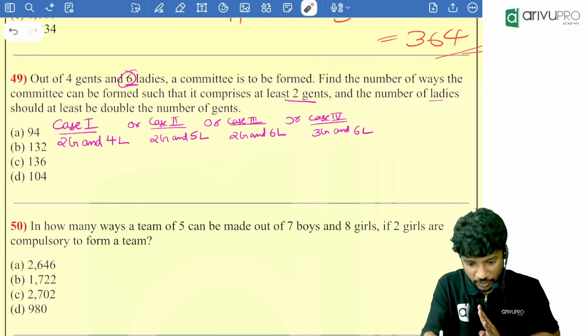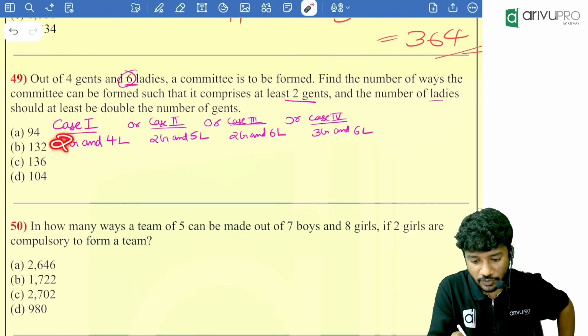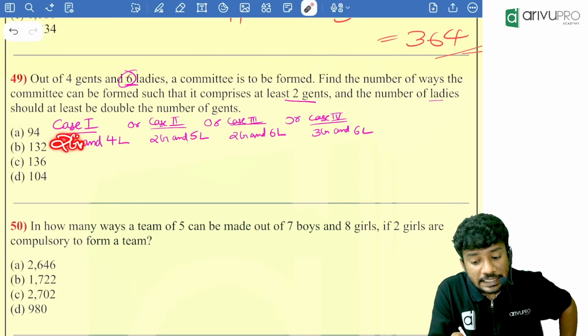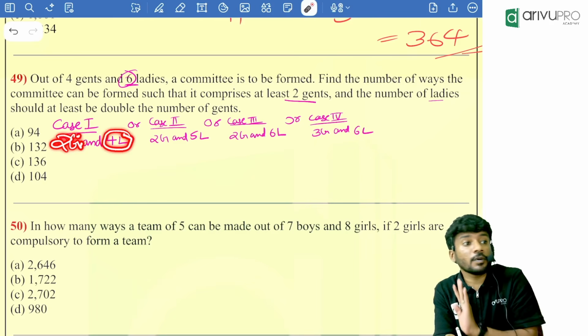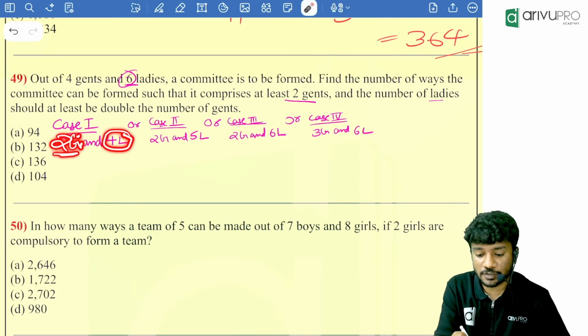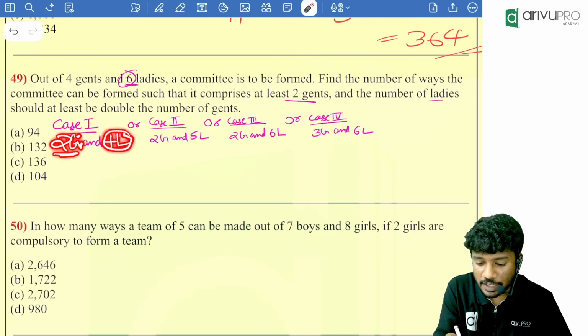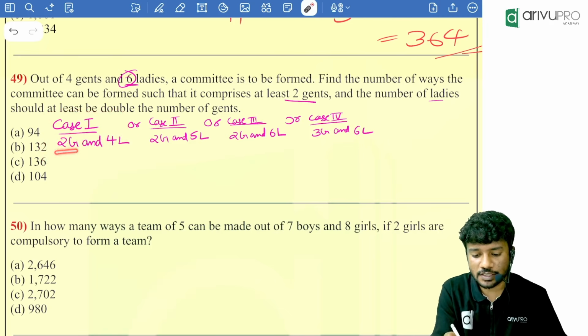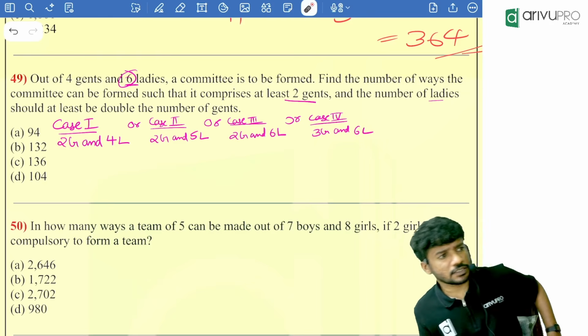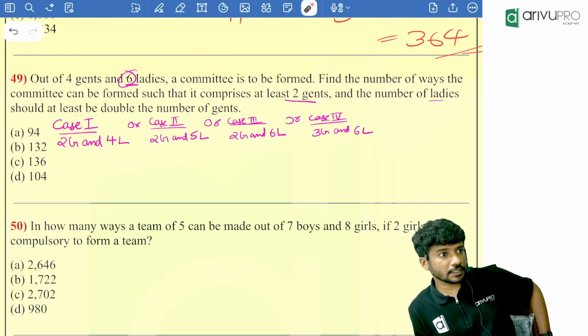Okay. Now, first we are taking two gents. Then, what is the condition for ladies? At least double the number of gents. Two times the number of gents means four ladies. At least double means four is possible. That is the first case. Two gents and four ladies. Did you get it? Please confirm it to me.